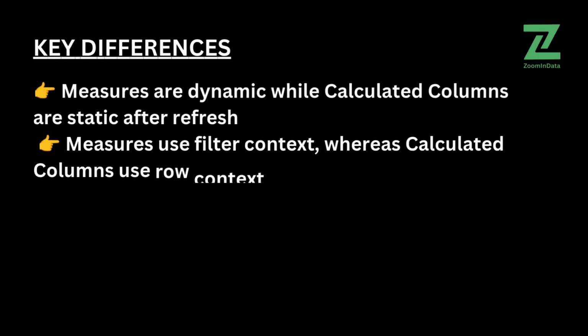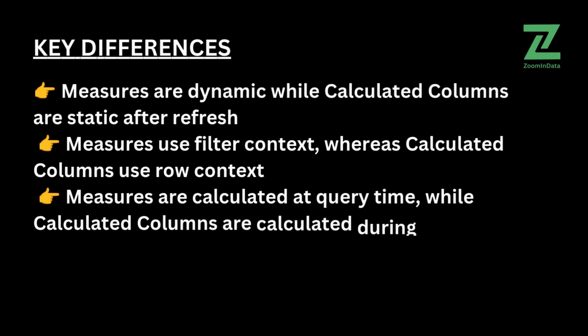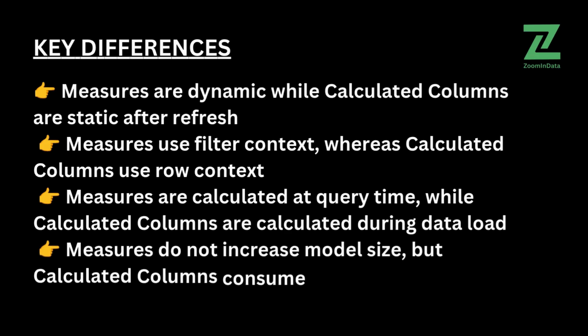The key difference between measures and calculated columns is how and when they are calculated. Measures are dynamic and evaluated at query time, while calculated columns are static after data refresh. Measures use filter context, whereas calculated columns use row context. Measures do not increase model size, but calculated columns consume memory because they are stored physically.